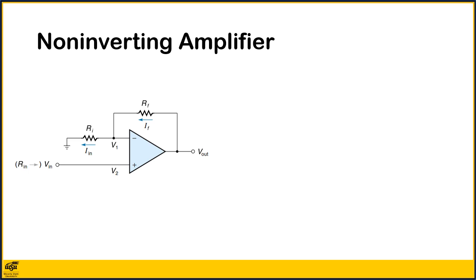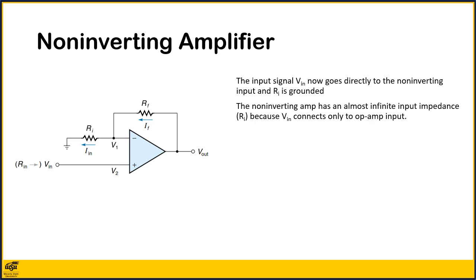Many situations call for an amplifier that does not invert the output. For example, the output of a temperature sensor might be such that as the temperature goes up, the voltage goes up. If this is the same relationship that the controller wants, we don't want the amplifier to invert it. The circuit for the non-inverting amplifier is shown. It is similar to the inverting amp, except the input signal Vin now goes directly to the non-inverting input, and Ri is grounded. Notice that the non-inverting amp has an almost infinite input resistance, because Vin connects only to the op-amp input.